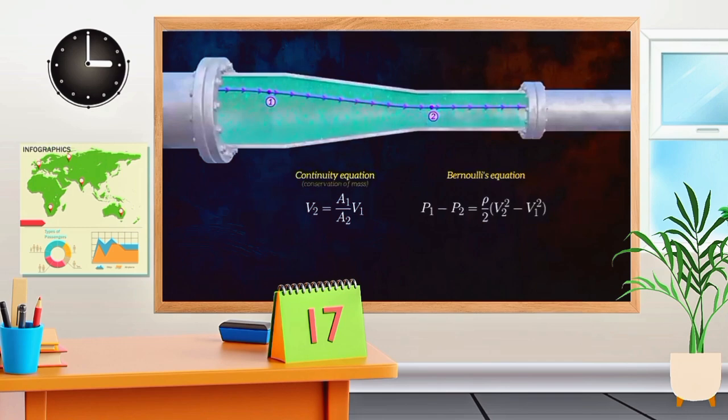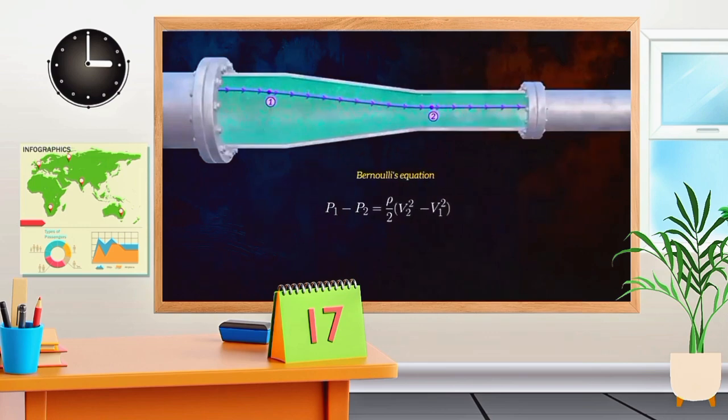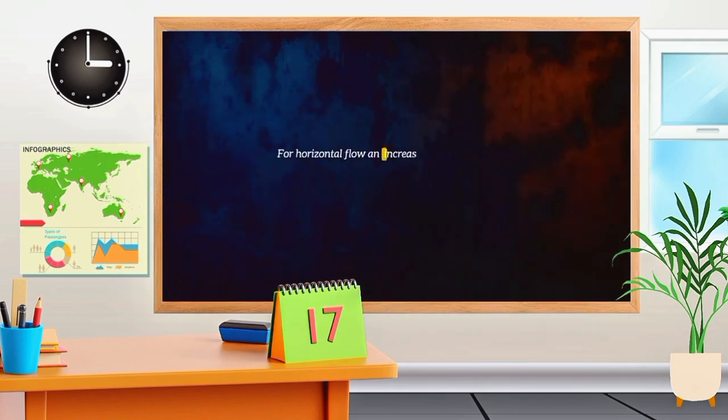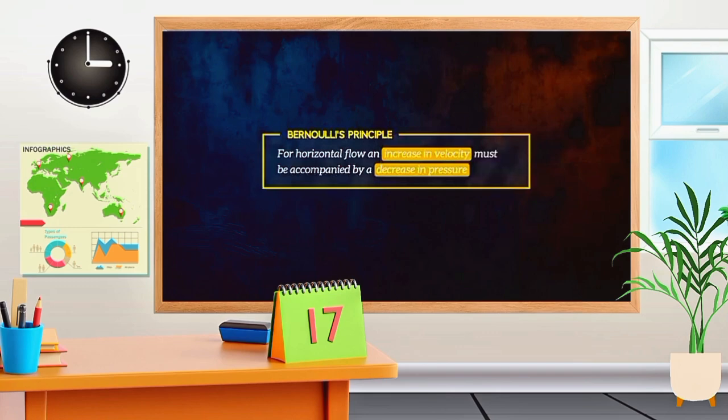The cross-sectional area, A2, is smaller than A1, which means that the velocity of the flow increases as it passes into the smaller diameter pipe. This is quite intuitive. By substituting this equation for v2 into Bernoulli's equation, we can see that since the velocity increases between points 1 and 2, the pressure between both points must decrease. This concept that for horizontal flow an increase in fluid velocity must be accompanied by a decrease in pressure is one way of formulating what we call Bernoulli's principle.